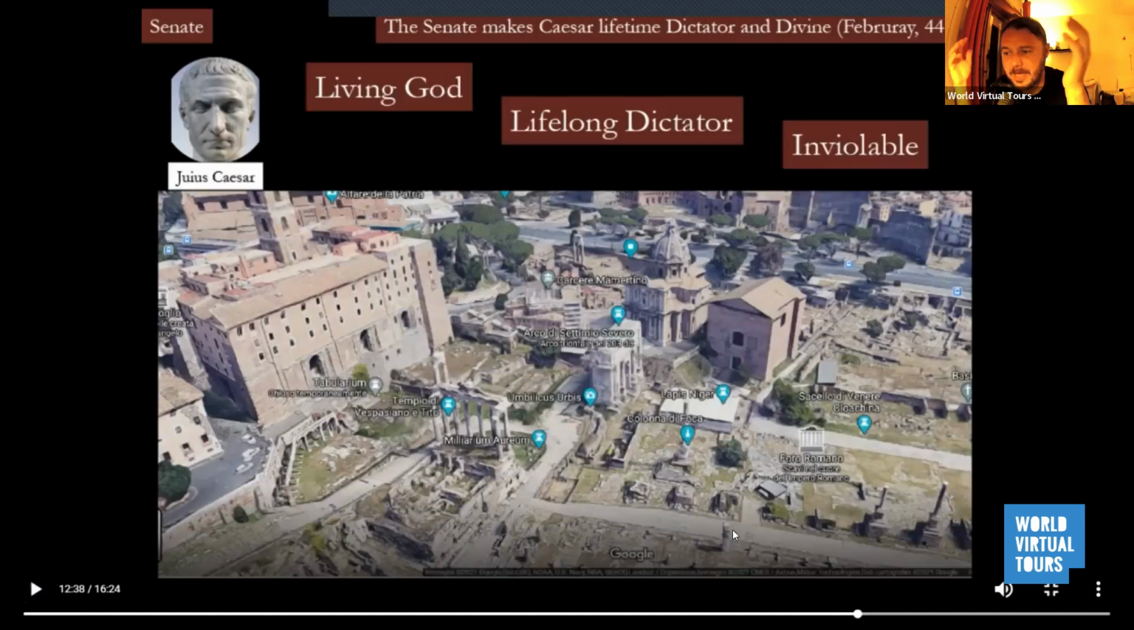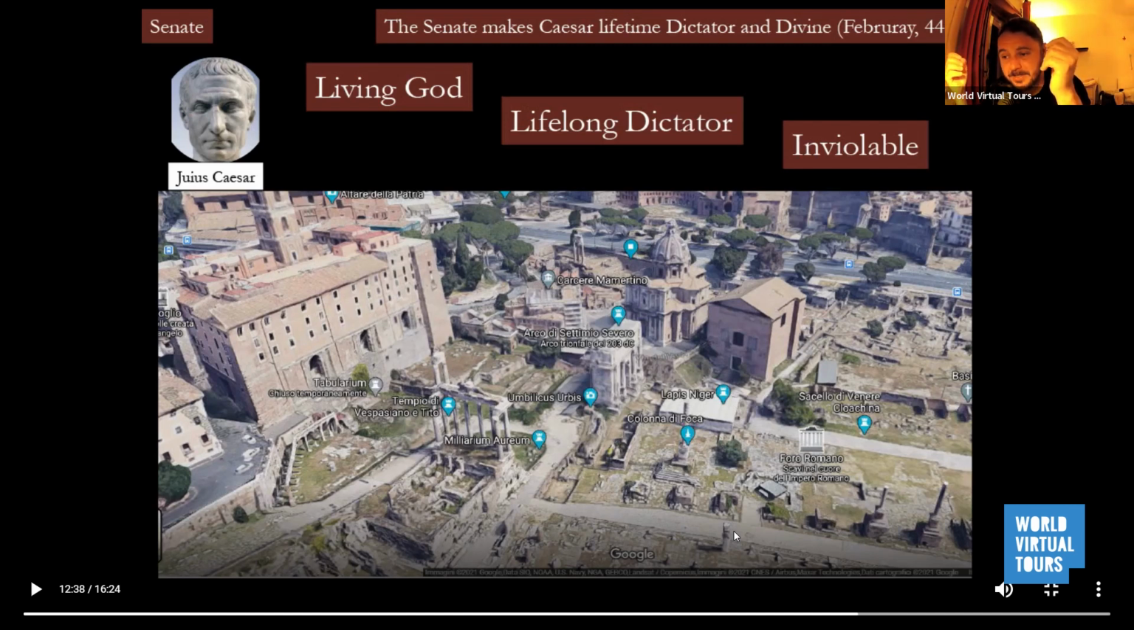Caesar obtained from the Senate at the very end, about a month before he died, after all these reforms, three important things. First of all, Caesar was declared, nominated by the Senate, a living god. So he was a god, but he was alive. That was the first time in the history of Rome that a man was made a living god, with the clergy, with the temple.